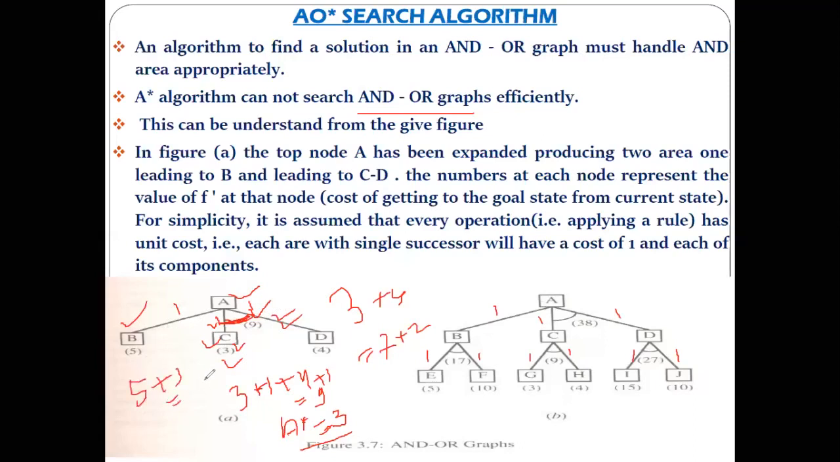It is 6. Which way should the AI agent go? Or in this direction? Yes, sir. But what is A star saying? It should go in this direction.